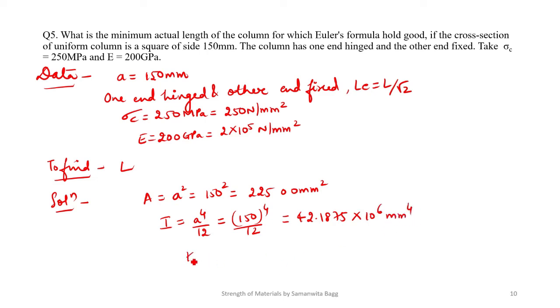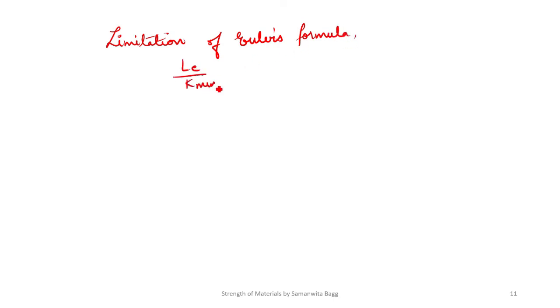Also, let's calculate the value of K, that is root of I by A, because we have just calculated both. So when you take the square root of this ratio, you will get the value as 43.3 mm. So I have done the basic calculation. Now we know for limitation of Euler's formula, LE upon K min should be greater than or equal to pi root of E upon sigma C.